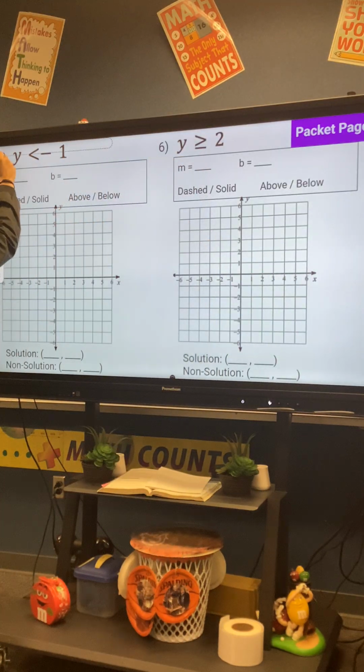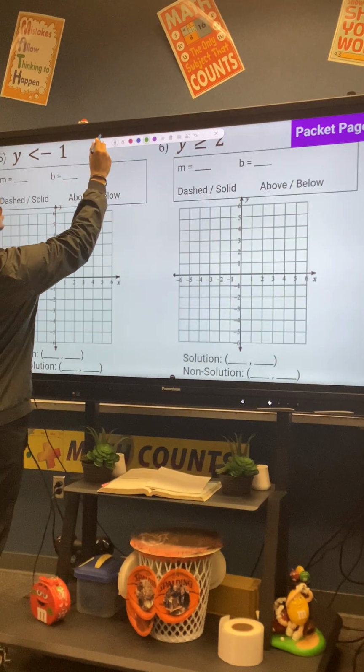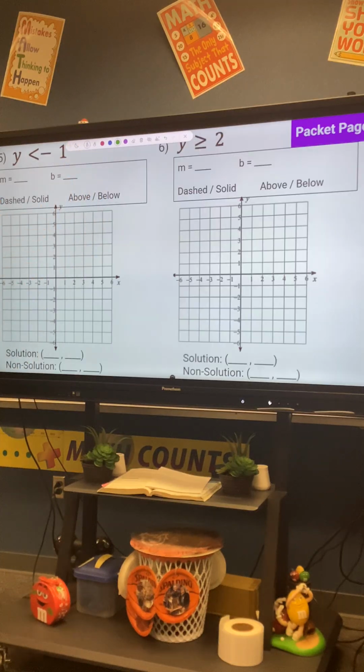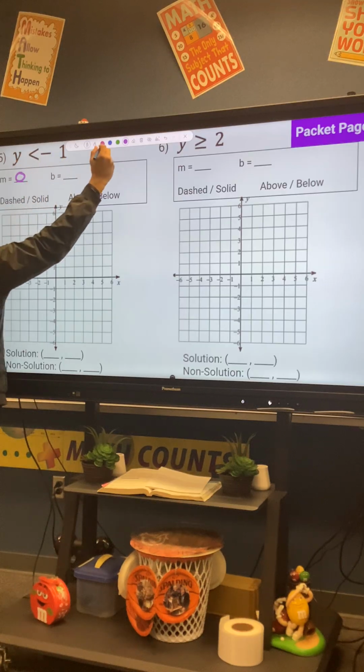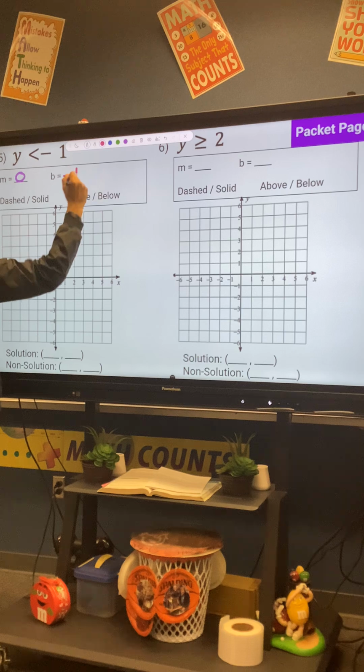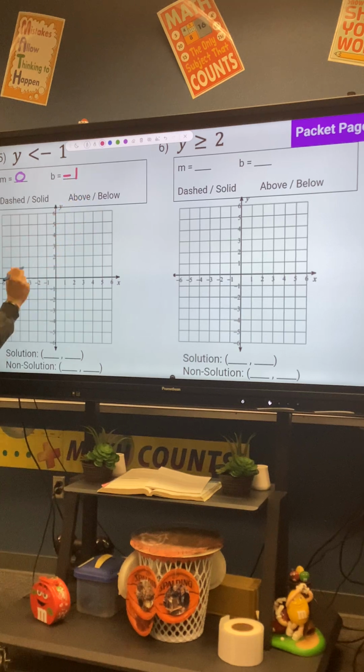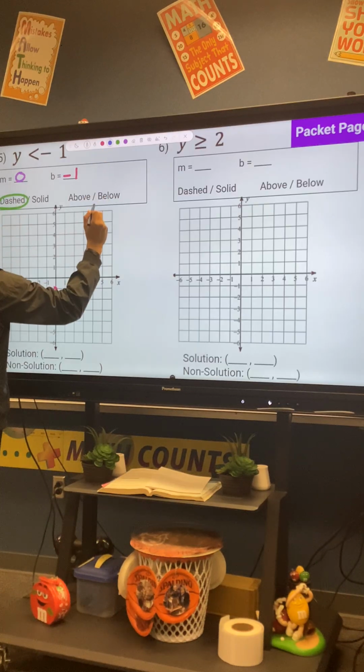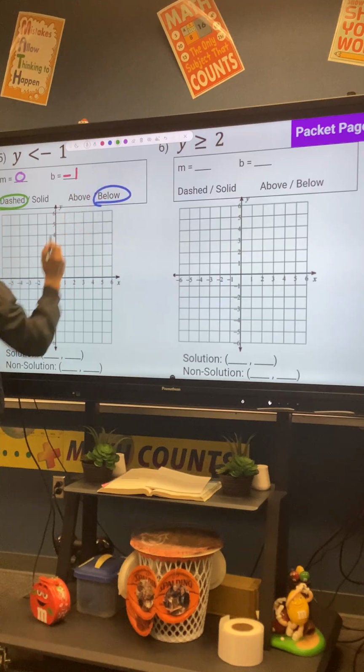Oh, yeah. We don't have a slope. So when you don't have a slope, remember we talked about earlier, you either have a horizontal line or a vertical line. There's no movement. So y is equal to -1. Go to the y-axis. Go to -1. It has to cross the y. So if it crosses the y, is it horizontal or vertical? Horizontal. Is it a dashed line or a solid line? Dash. Do I shade above the line or below the line? Below.